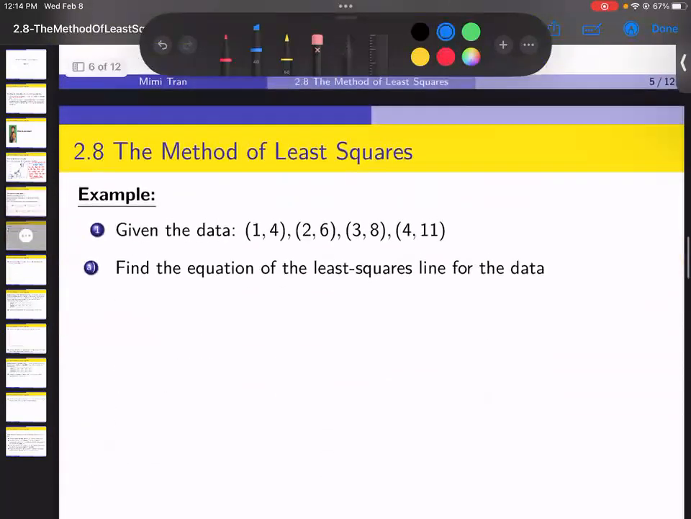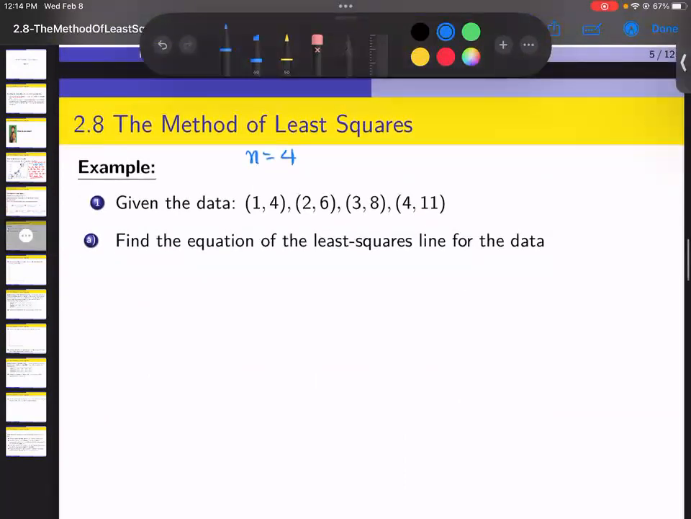So let's take a look at the example. Given the data, how many data points do I have here? 4, right? So N is 4. 4 pairs of X and Y. What I'm going to do next, draw things on the right. I'm going to make a little table.